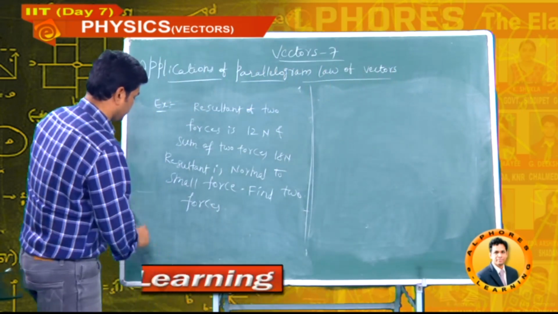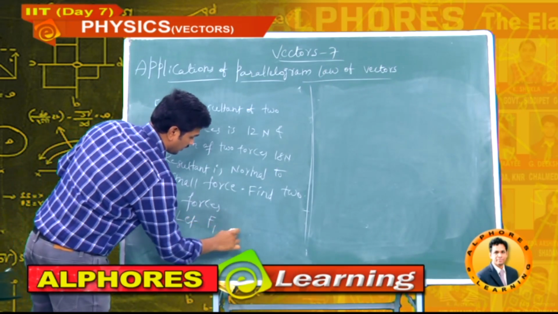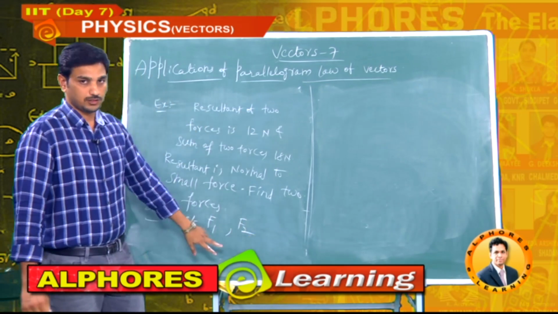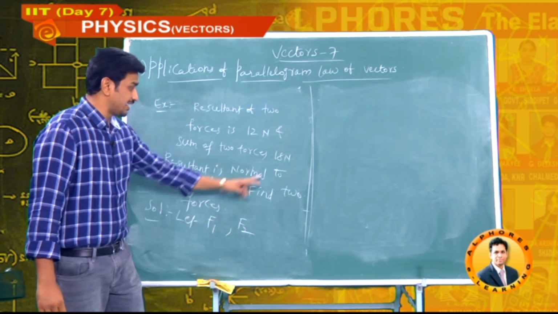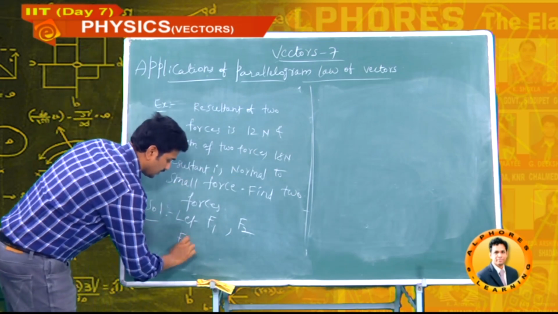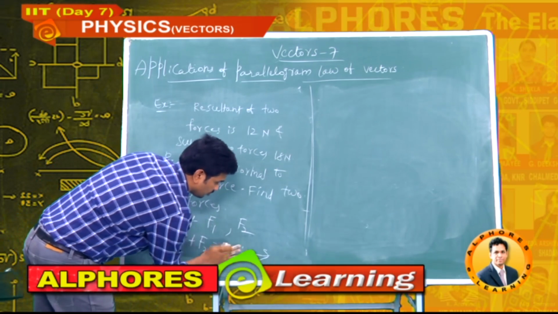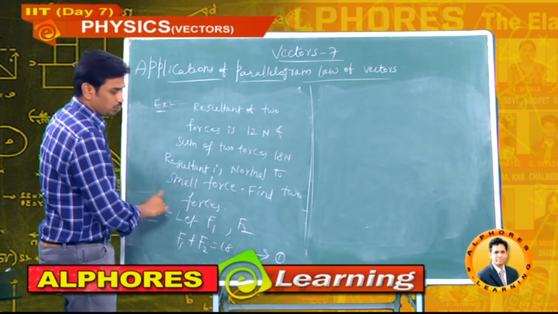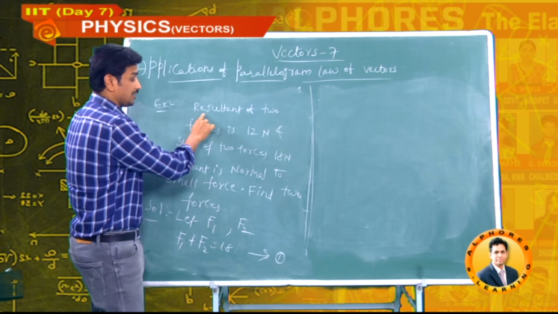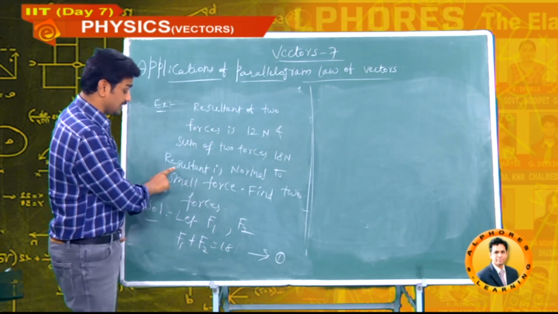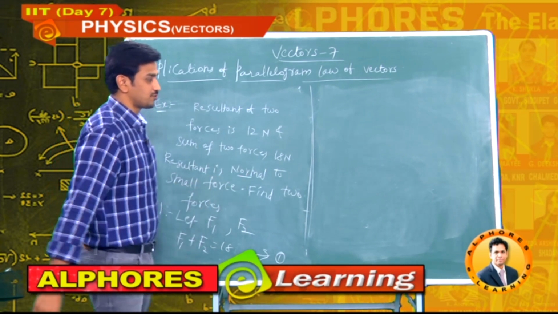See here, I do not know the two forces. Let F1, F2, these two be the forces. I do not know which is the smaller one and which is the bigger one. Now F1 plus F2 is given as 18 newtons, the direct sum of the two forces. This is equation 1, given in the question. Now what is the resultant of these two forces? 12, and the resultant is perpendicular, normal meaning perpendicular, to the small force.